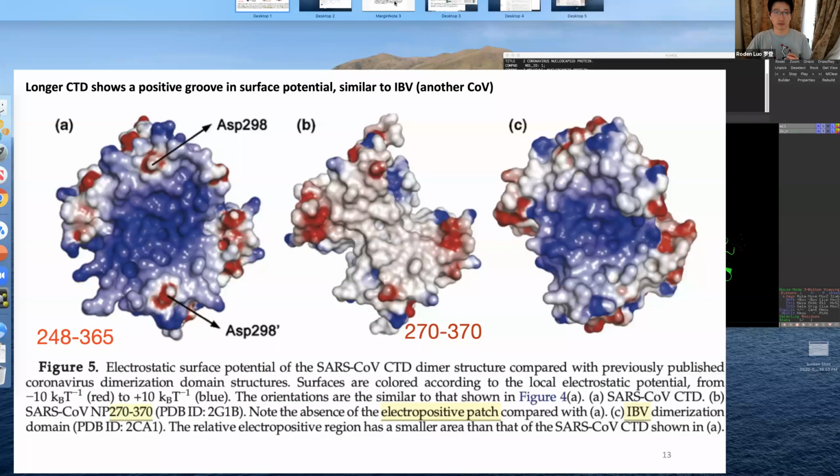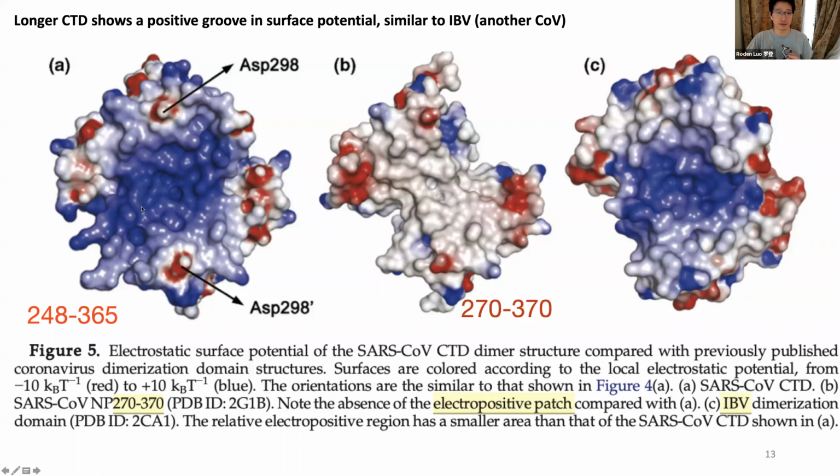Here is shown the surface potential of the CTD. These two are from SARS-CoV CTD, but the length is different. This one is longer. On the N-terminal side of the CTD, it has around 30 more amino acids. And the authors found that it then forms a positive groove here. So they think this model is better than this one, and people need to incorporate those amino acids in the N-terminal of the CTD to do research.